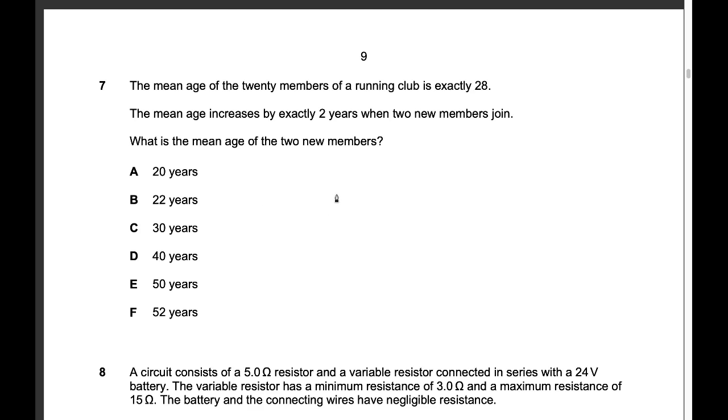Okay, so to work out the mean age, you sum all the ages together and then you divide by the number of runners there are. So I'm going to call that sum of ages, the original sum, S, and there are 20 members of this running club. So S divided by 20 equals 28. And I can work out the sum of the ages in the running club before these 2 new members join. That's going to be 560.